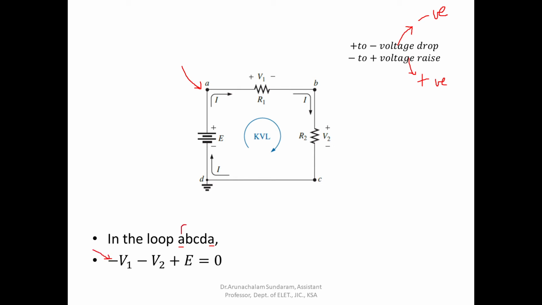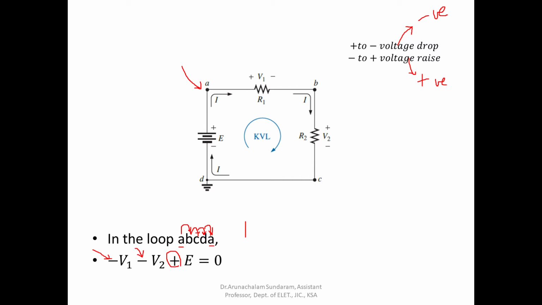Now I went from A to B. Now I'm going to go from B to C. If I go from B to C, again I find voltage drop, plus to minus, so I have to put a minus sign. What is the voltage in this element? Voltage in this element is V2. C to D: if you go from C to D, there is no element, so no voltage drop or rise. Again go from D to A. If you go from D to A, it is voltage rise, minus to plus. You are moving from minus to plus, so that is why this is positive. Plus E is equal to 0.